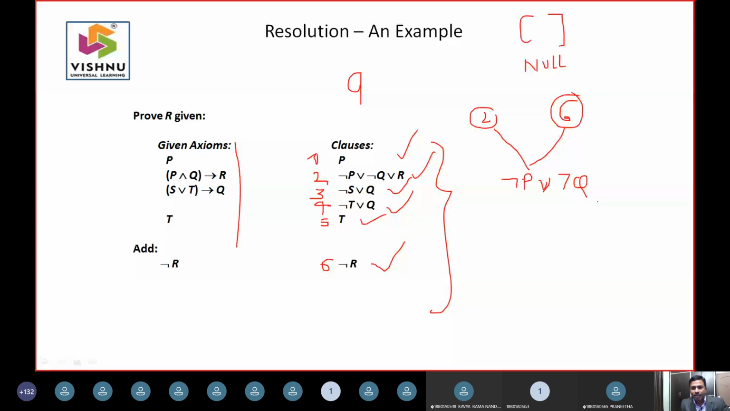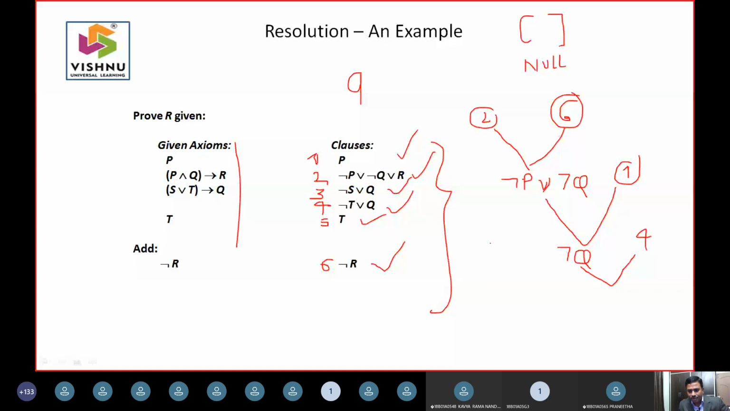I'm just seeing that there is a negation and a positive term here. So if I combine this with statement 1, statement 1 is P, so this P and this negation of P go, and you will get negation of Q. So I need a positive Q. A positive Q can be there in the third statement or the fourth statement. You can take any statement. Just for a simple reason, I am taking 4.